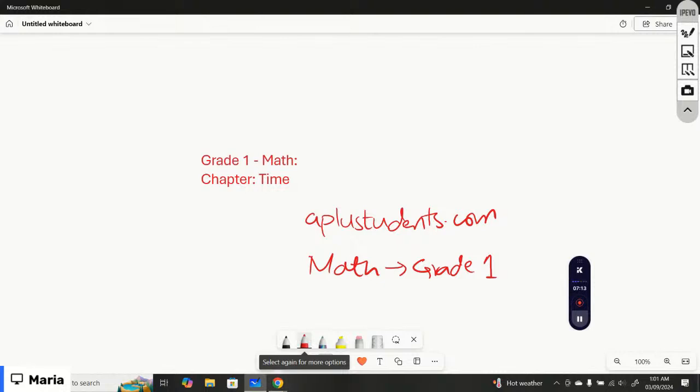There you can find a list of the chapters. We're going to start with the chapter time. So please make sure you have your notebook and pencil so that you can note down the important examples and definitions as well.